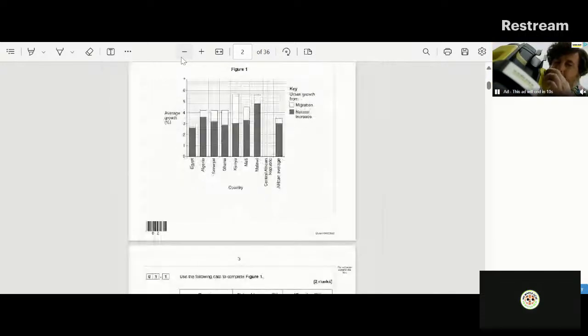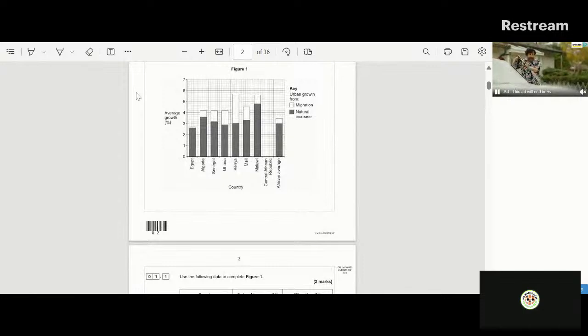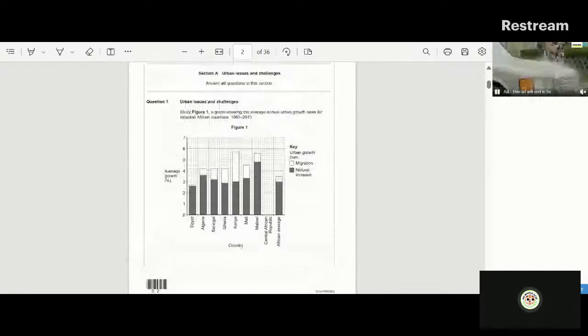Okay, and remember, often in GCSE geography, they do the thing where they put figures right at the bottom of the page, and a lot of people actually forget that they can't see it. So remember to always look at the bottom of the page. That's a common mistake that they find. So we've got a figure. Study figure 1, a graph showing the average annual urban growth rates for selected African countries.